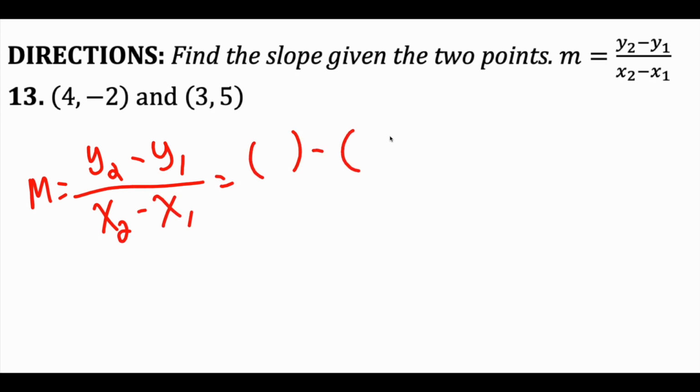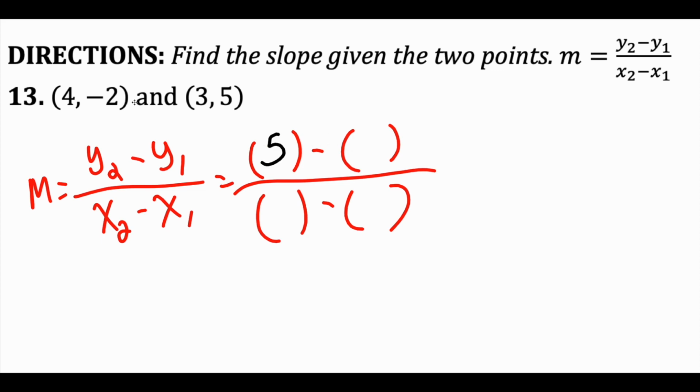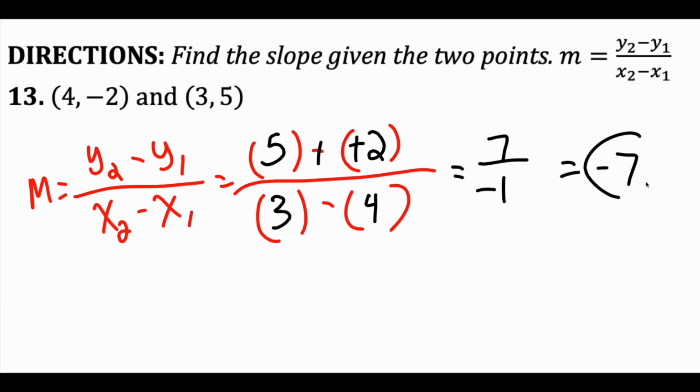First thing I'm going to do is replace everything with parentheses, so I don't miss any double negatives. y2 is 5, y1 is negative 2, double negative. x2 is 3, x1 is 4, 5 plus 2 is 7, 3 minus 4 is negative 1. My slope is negative 7. Simple as that. Follow your formula, plug in your numbers, get your answer.